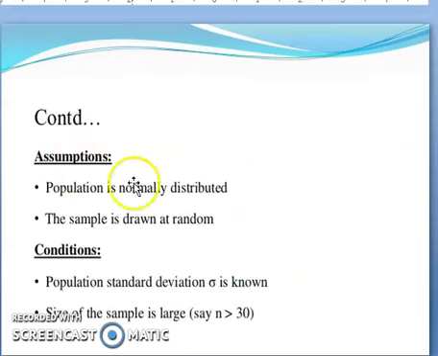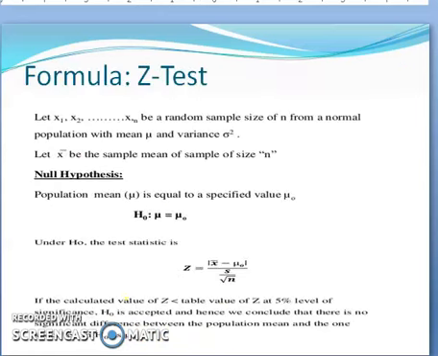Also, the assumptions: the population is normally distributed and the sample is drawn at random. The condition is that the population standard deviation is known and the size of the sample is large, greater than 30. Now the formula of the Z test: suppose x1, x2, ..., xn is a random sample of size n from the normal population with mean mu and variance sigma squared. Let x bar be the sample mean with sample size n. Then the null hypothesis H0: mu equal to mu0.